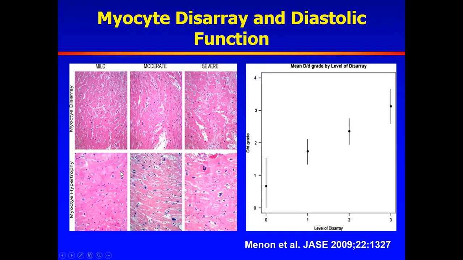The issue of myocyte disarray and its contribution to diastolic dysfunction was not thoroughly tackled except for one study. This is a small study with a group of patients who had biopsy samples and at the same time grading of diastolic dysfunction by echocardiography. And you can see as the level of disarray goes up, so does the diastolic dysfunction that is present.